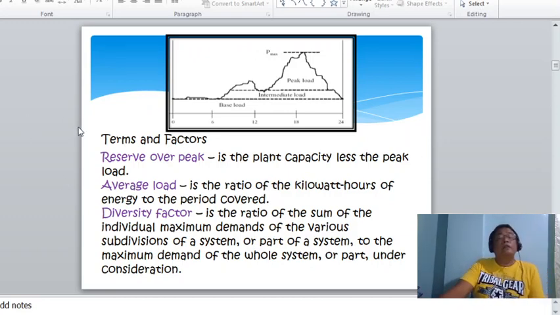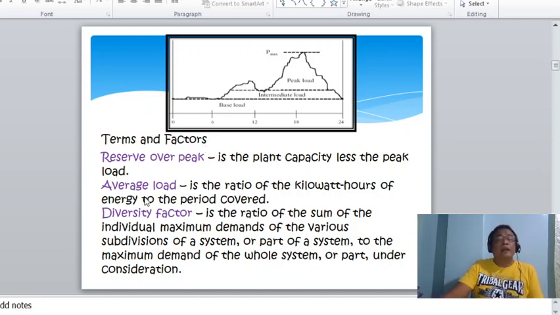We have here the so-called reserve over peak. Before we go to the calculation of this topic, let us first know what are those terms, definitions, and factors involved in variable loads. Reserve over peak is the plant capacity less the peak load. Of course, the capacity of the plant is always greater than the peak load, and the difference between the two is the so-called reserve over peak.